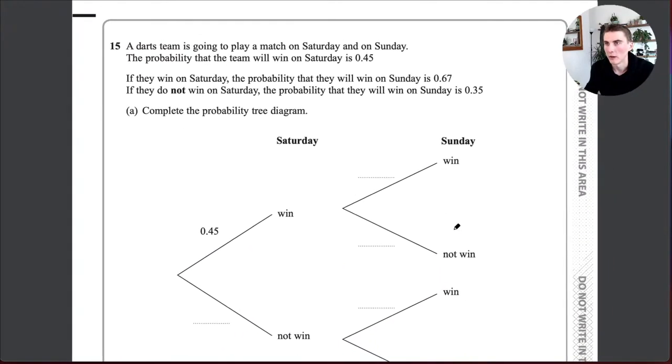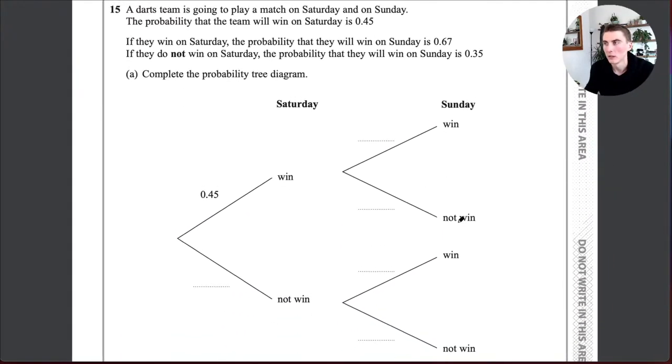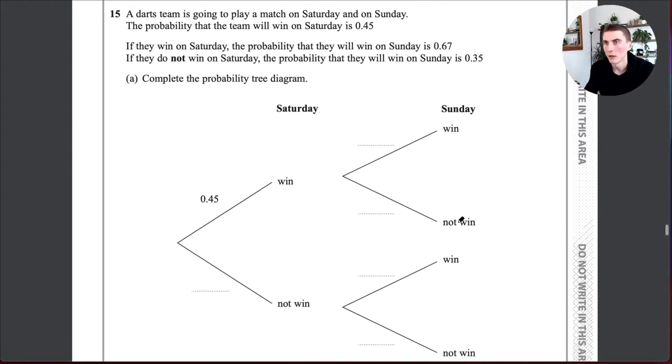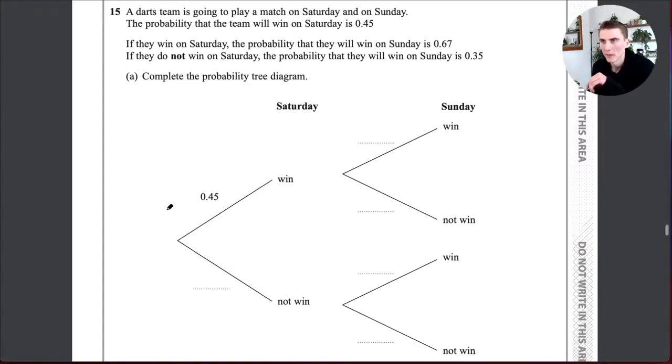Okay, so just zoom out a little bit here. Okay, so it says a darts team is going to play a match on Saturday and on Sunday. The probability that the team will win on Saturday is 0.45. If they win on Saturday, the probability that they will win on Sunday is 0.67. But if they do not win on Saturday, the probability that they win on Sunday is 0.35. Complete the probability tree diagram. So feel free to give this a pause and have a go.